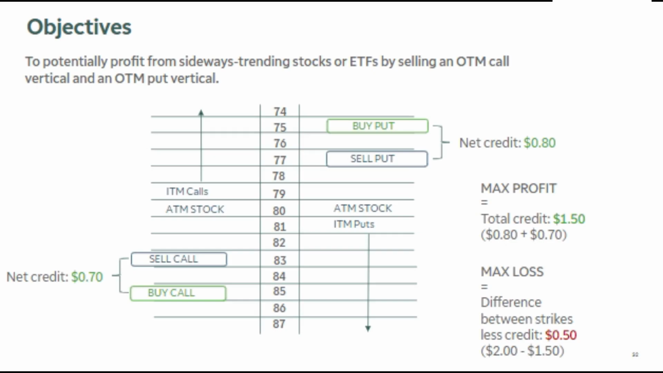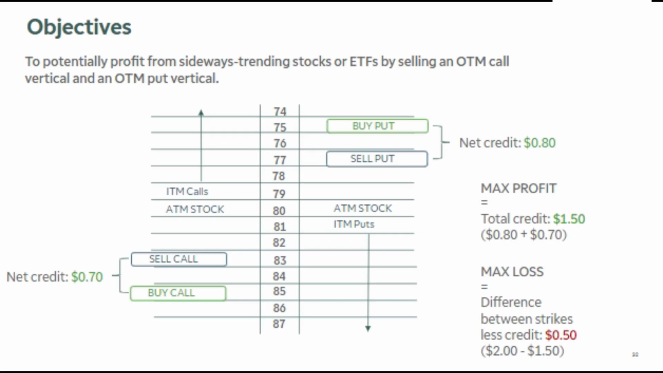So you might be thinking, well, this is brilliant. I'm loving this. I'm risking 50 cents to make $1.50. Do this all day. The reason why, and you might already be realizing this, is that our profitability range is very finite. It's got to be higher than 77, but lower than 83. It's got to be within the $6 range at expiration for us to make that max profit.